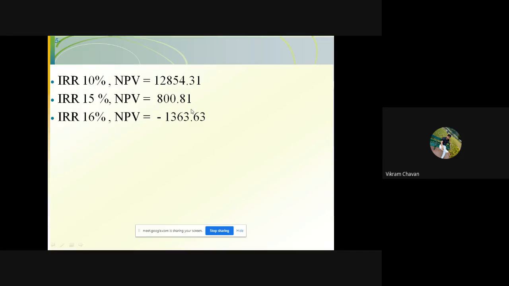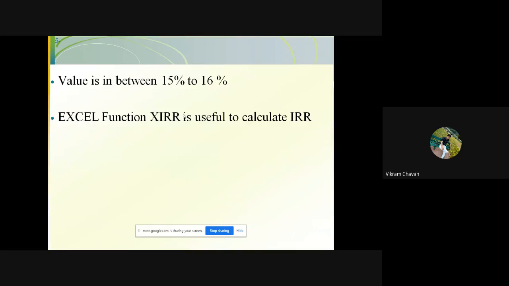Further, if you go on guessing like 15.50, 15.40, then we will reach approximate accuracy for NPV equal to 0. Next we have seen the Excel function, which is related to XIRR.